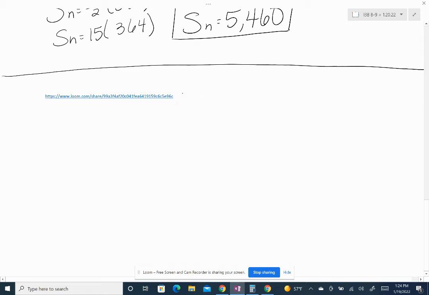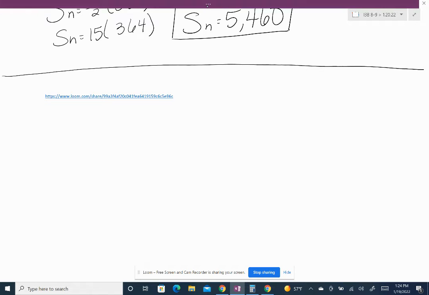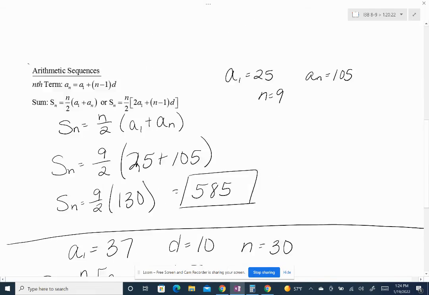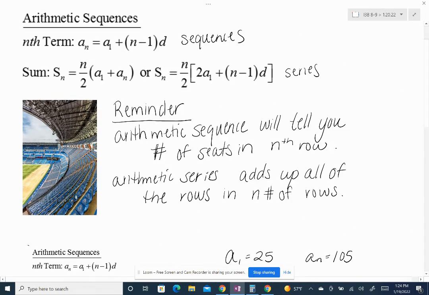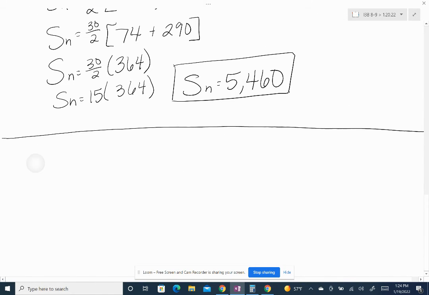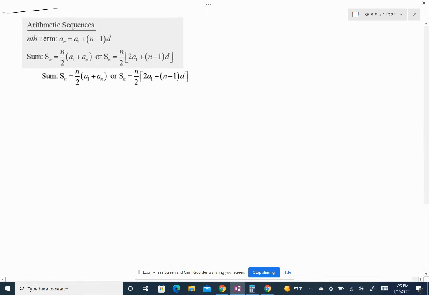Oop, that's not what I wanted. I thought I had the image copied. Give me one second, guys. There we go. Okay, that's what I thought I was going to do.